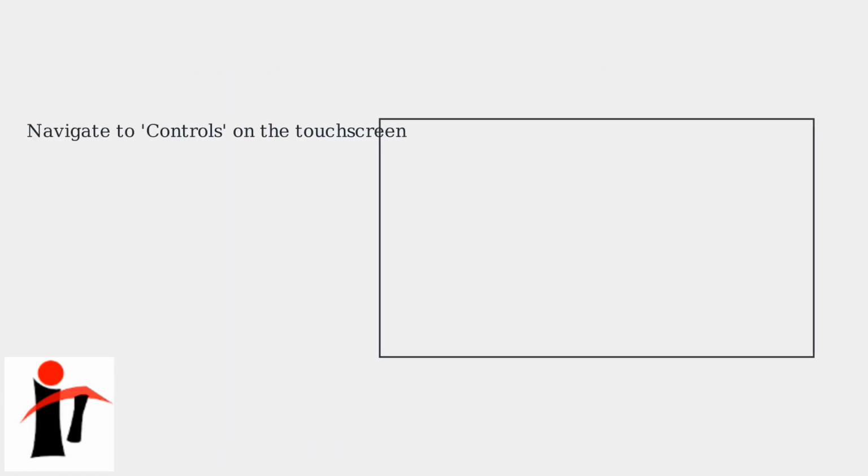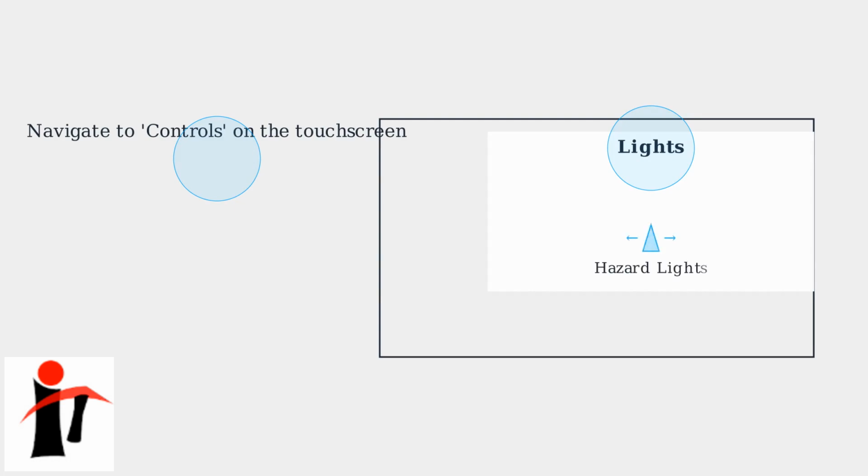Tesla Model Y allows you to control hazard lights through the central 15-inch touchscreen for convenient access. First, navigate to the Controls menu on the touchscreen. Tap on Controls to access the settings. Then, tap on Lights to open the Lighting Controls submenu. In the Lights menu, you'll find the hazard light icon, represented by a triangle with flashing arrows. Tapping this icon will toggle the hazard lights on or off.